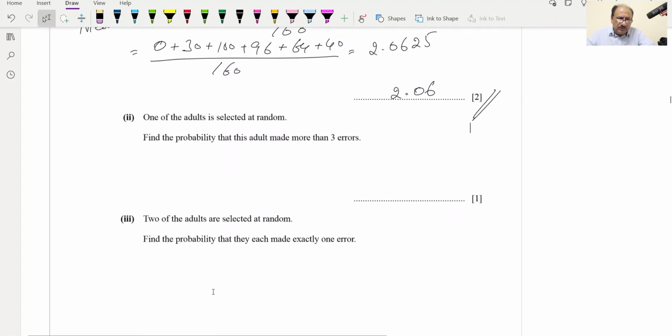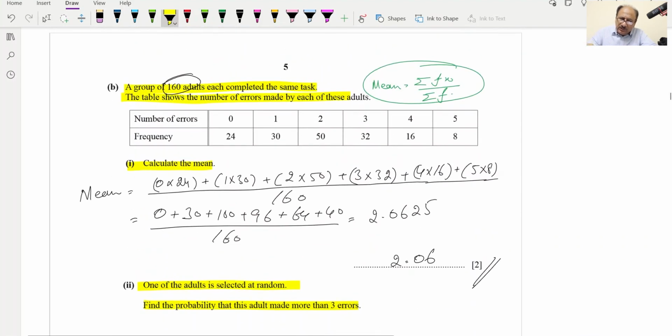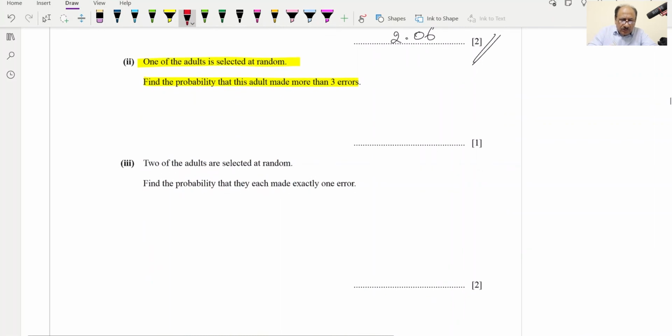Now, one of the adults is selected at random. Find the probability that this adult made more than 3 errors. More than 3 will be 4 and 5, and these are 16 plus 8, which is 24. So 24 divided by the total, which is 160, so the probability will be 24 over 160, a 1 mark part.